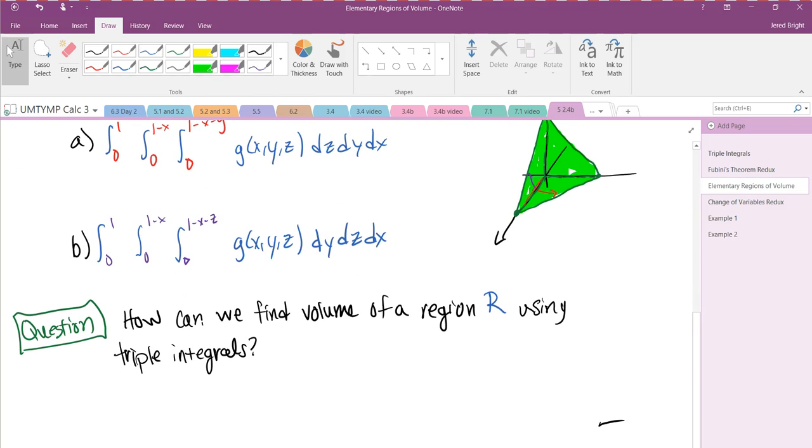Final departing question. How can we find the volume of a region using triple integrals? Well, remember how we found a surface area using a double integral? Very, very similar. We're just going to take the triple integral over our region R of 1 dV. Our function is just 1. And that'll give us the volume for a region R. Might be handy in homework, group work, etc.